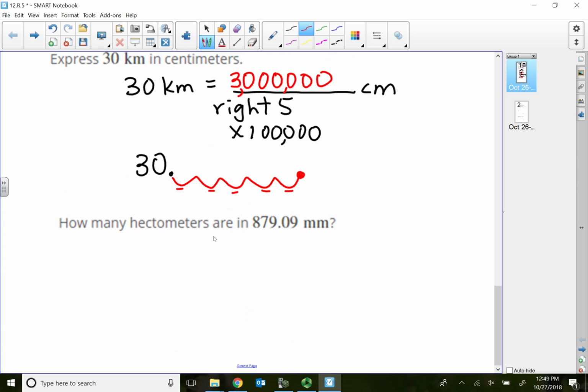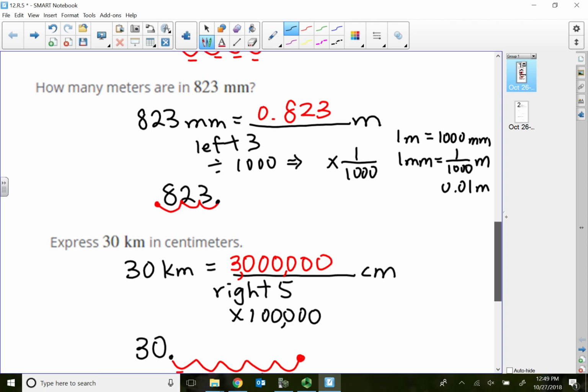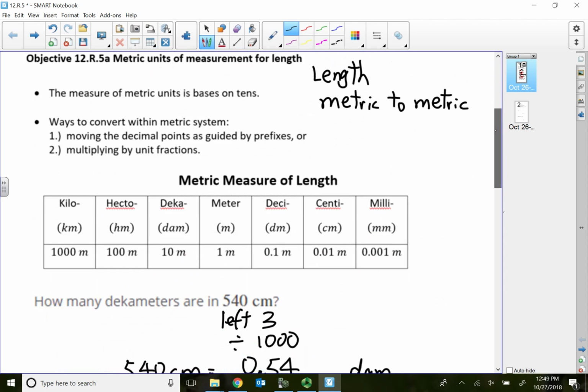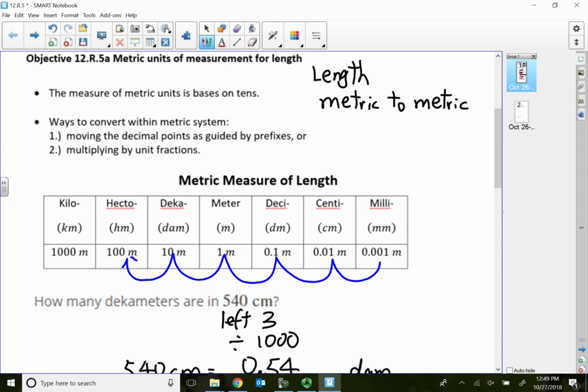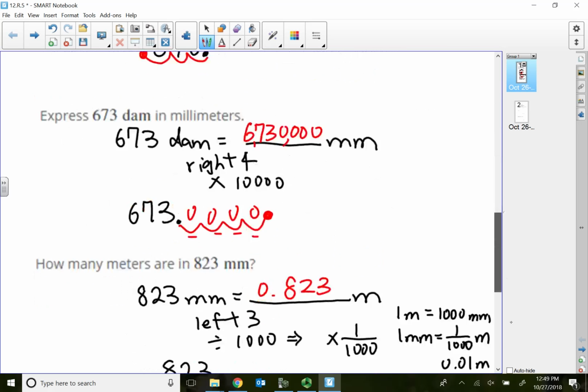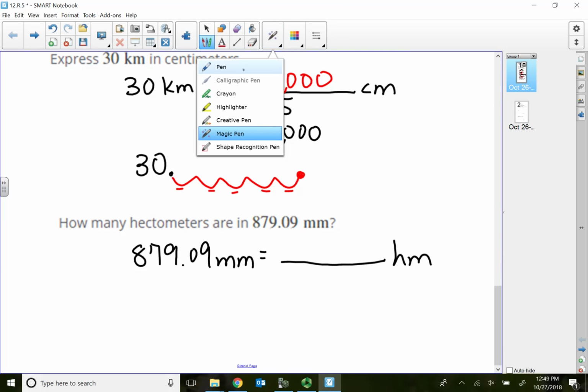All right, how many hectometers are in 879.09 millimeters? So this problem wants me to take 879.09 millimeter and convert it to hectometers, HM. All right, milli to hecto. Oops, sorry. All right, hecto is right here. Milli is right here. That's 1, 2, 3, 4, 5 places to the left. So let's move our decimal 5 places to the left.